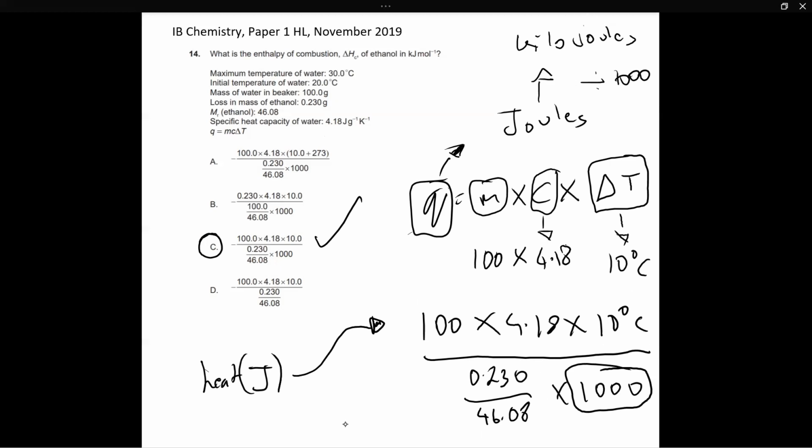Don't forget to do that, because you need to find out the enthalpy of combustion of ethanol in kilojoules per mole, not joules per mole. So if, supposing I did not divide this by 1,000, your answer would be wrong. If I left it like this, it is wrong. This is not the right answer, because remember, always be careful of the units. So that's why we divide by 1,000, right?